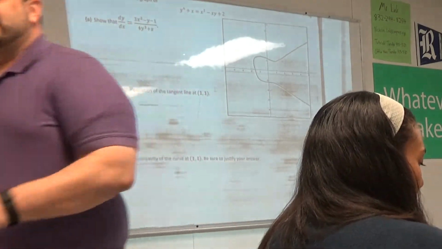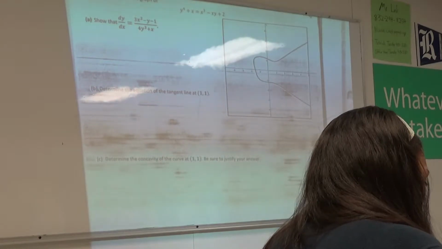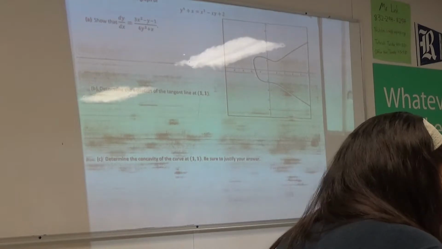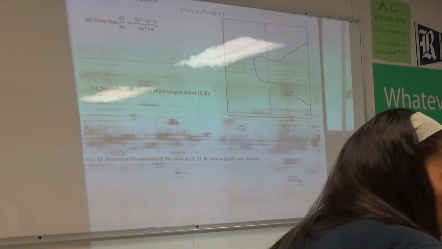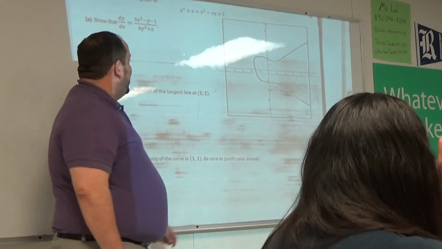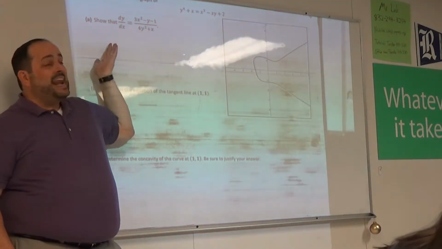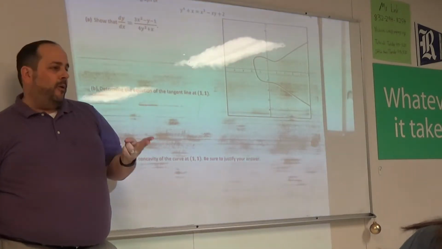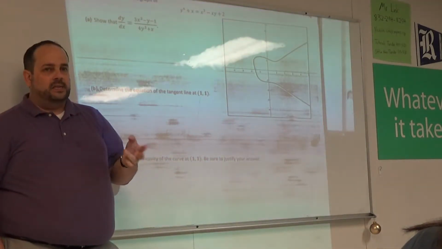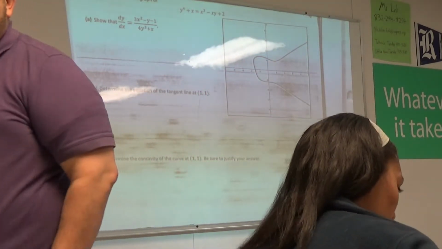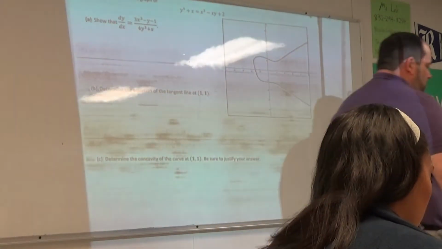Okay, one of the things that they like to do on the College Board is give you a curve. Not a function, but a curve. And they're going to say, show that the derivative is this guy over here. Show that dy/dx equals (3x squared minus y minus 1) over (4y cubed plus x). That's already the derivative. You just have to show that that actually is the derivative. This is a 2-point question. I want you to take 2 minutes, completely on your own, no help from anybody. Show me what you can do.